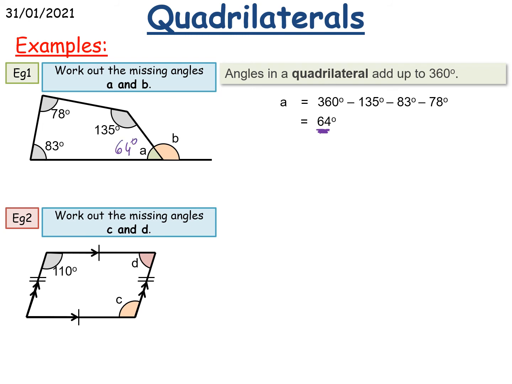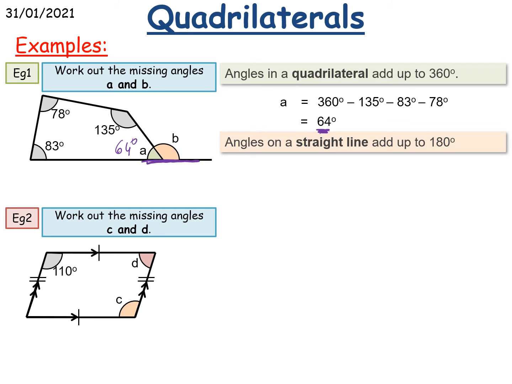How can we work out angle B? Well, as you can see, there's a straight line here. Angles on a straight line add up to 180 degrees. So to get B, we'll do 180 take away the 64 degrees, and that gives us 116 degrees. What about example 2?